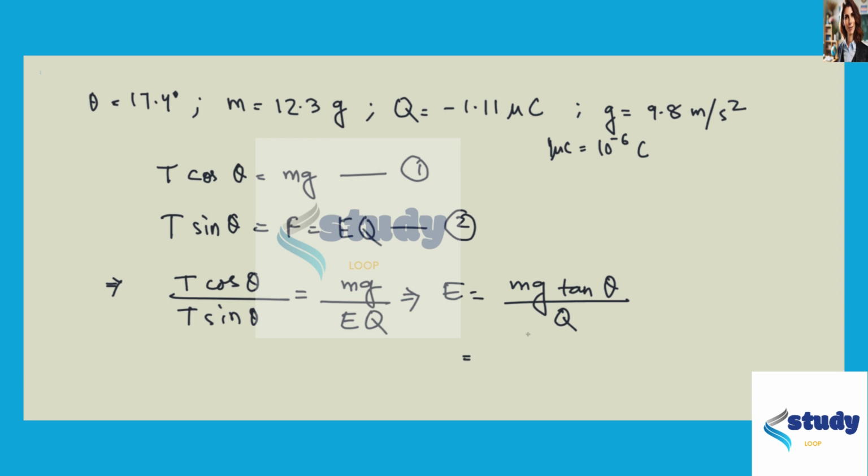So just convert everything into the standard units and plug those over here, and that will give you the magnitude of electric field, and that comes out to be equal to 3.41 times 10 to the power 4 newtons per coulomb.